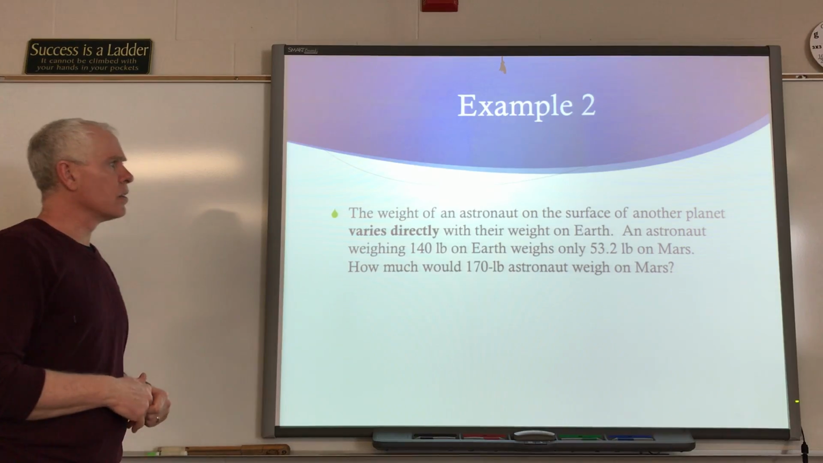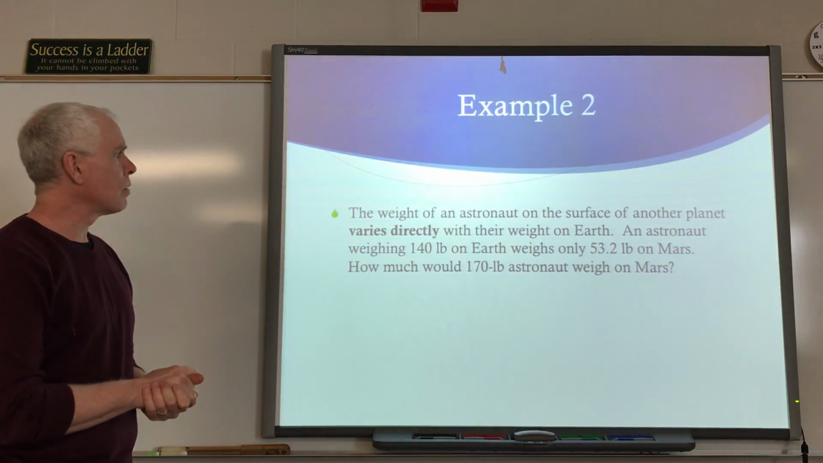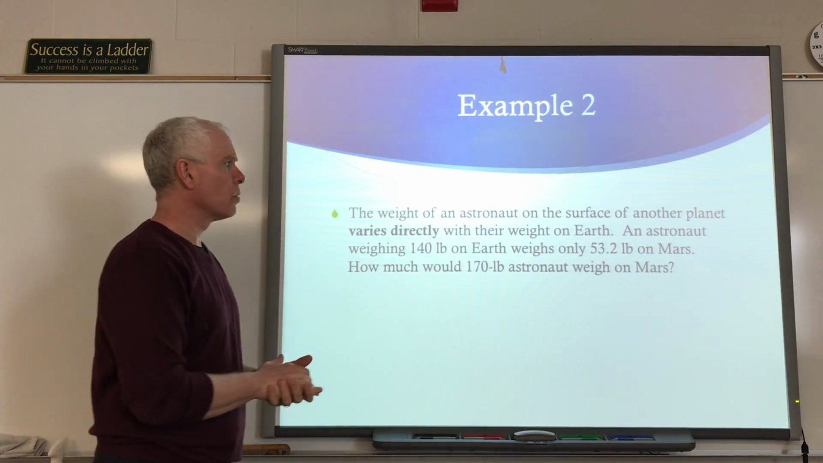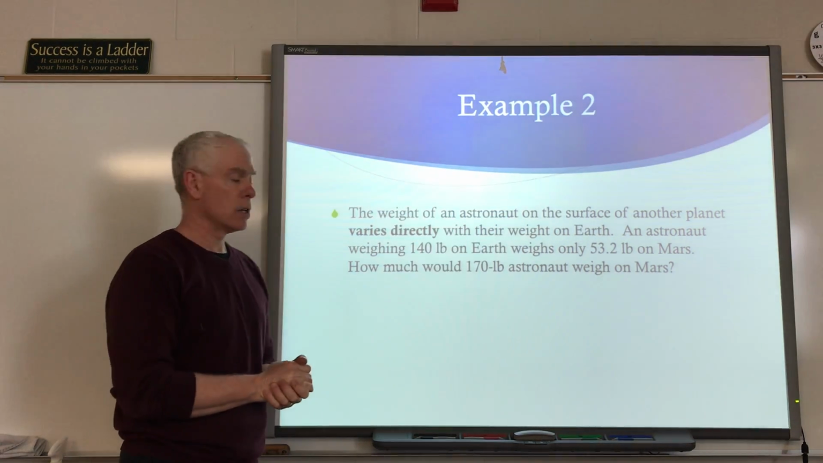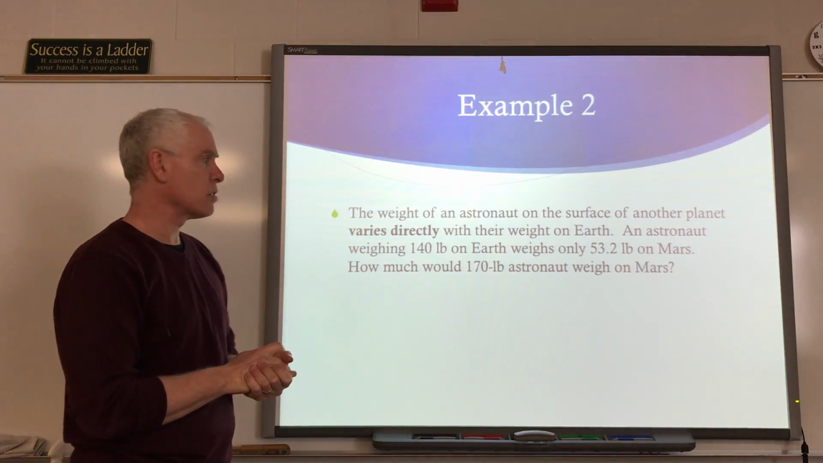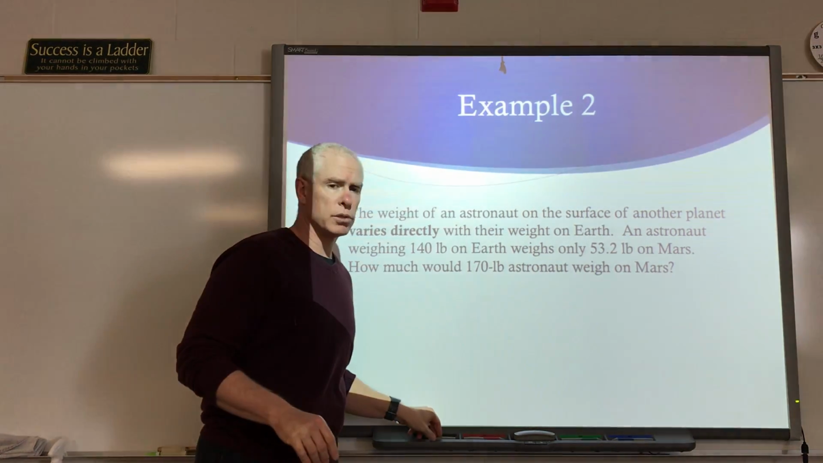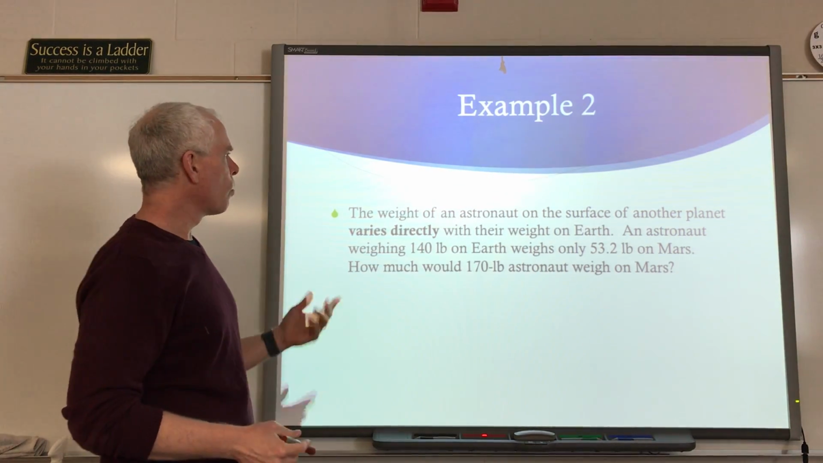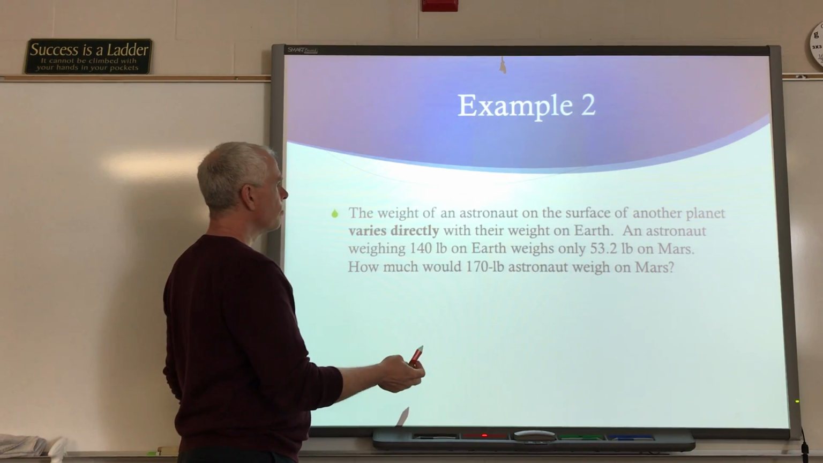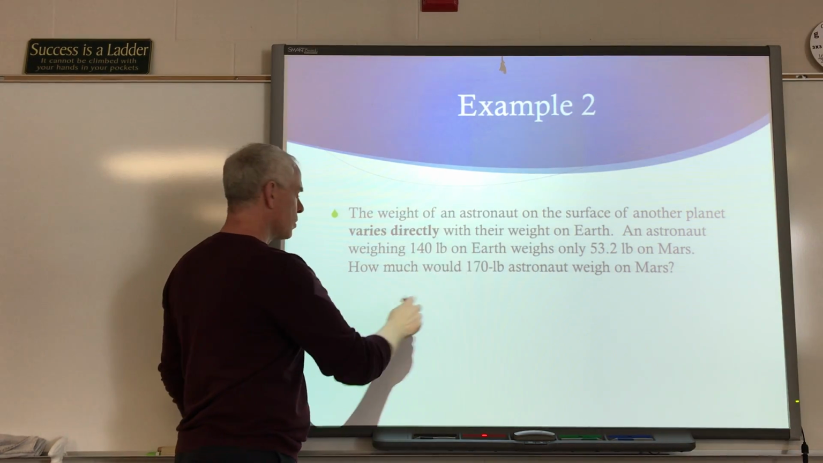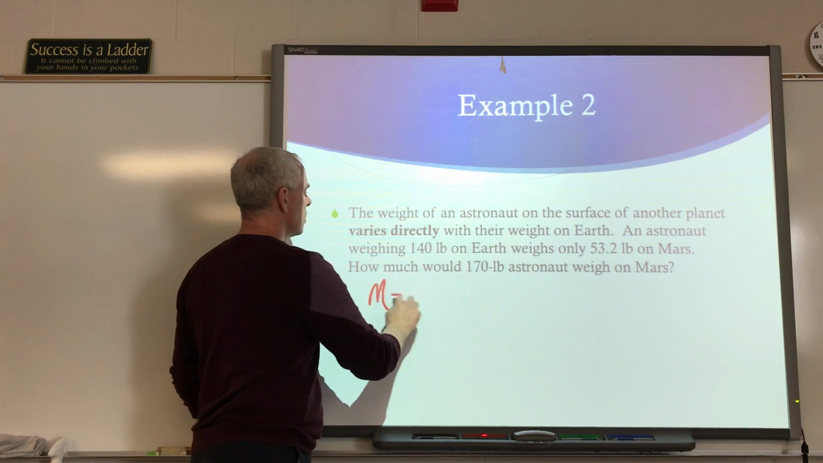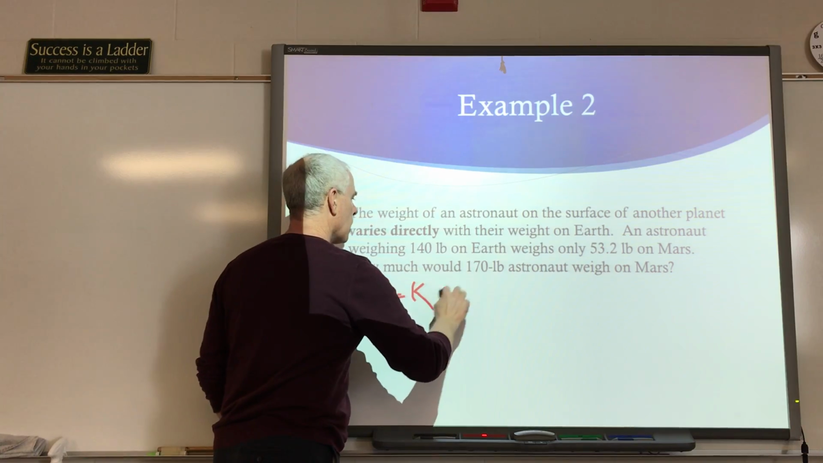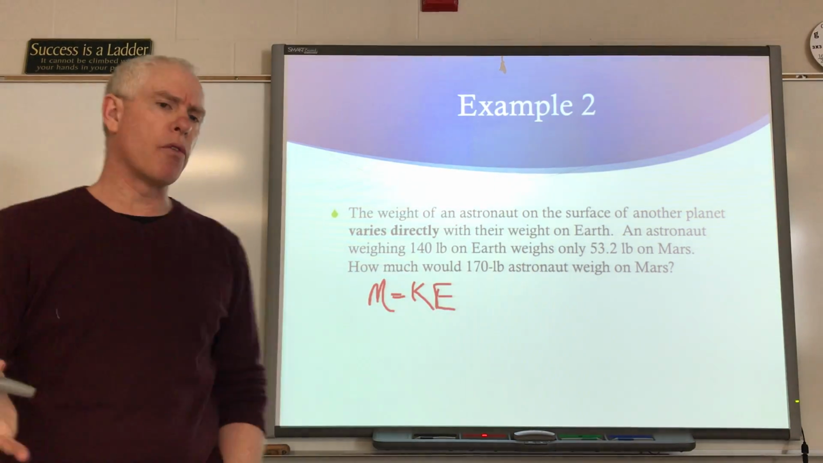The weight of an astronaut on the surface of another planet varies directly with the weight on Earth. An astronaut weighing 140 pounds on Earth weighs only 53.2 pounds on Mars. And we're supposed to find out how much a 170-pound astronaut would weigh on Mars. So step one, we're supposed to figure out that direct variation equation and then eventually solve for k. So the weight of an astronaut on another planet, we'll say Mars, varies directly with their weight on Earth. So let's call that E. So that's our general formula for this.